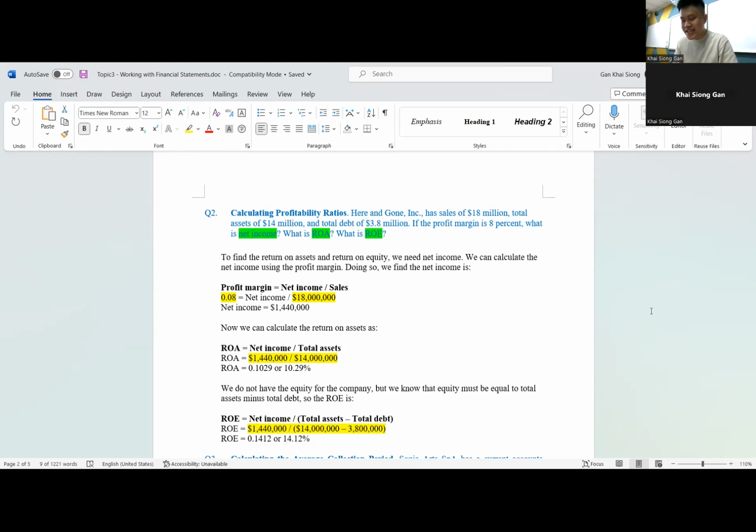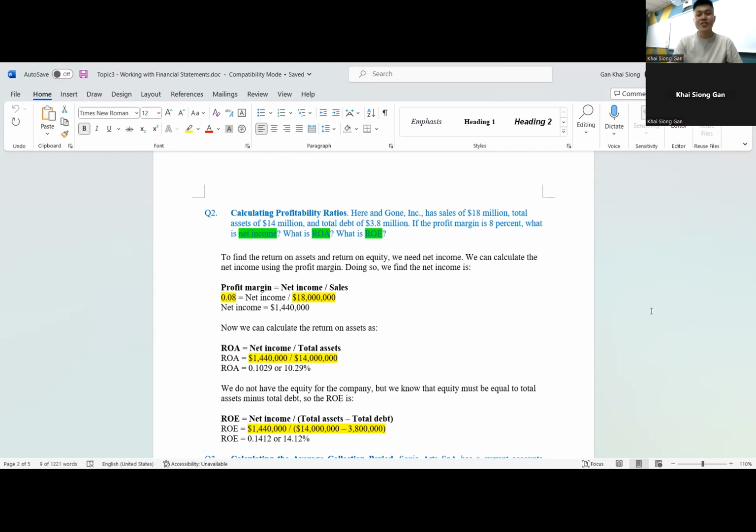Here and Gone Incorporated has sales of 18 million, total assets of 14 million, and total debt of 3.8 million. If the profit margin is 8%, what is net income? What is ROA and what is ROE? So for this one you refer to the profitability ratios, then you can calculate everything already, right? Wow, the slide is so useful already.